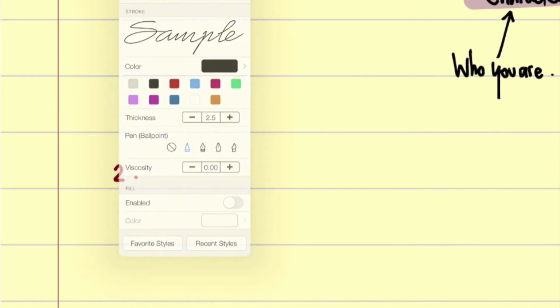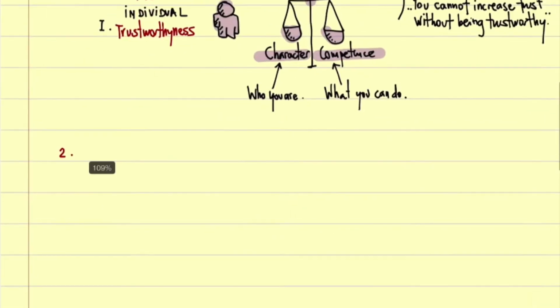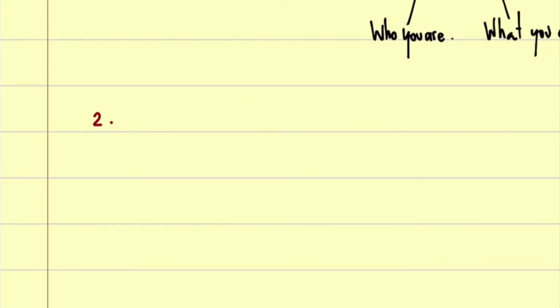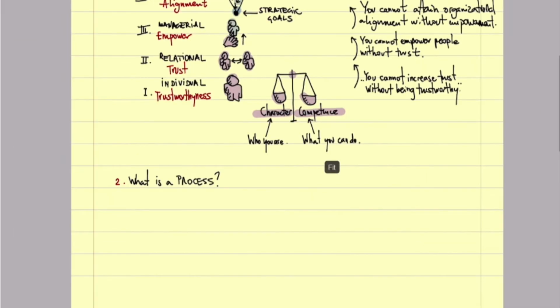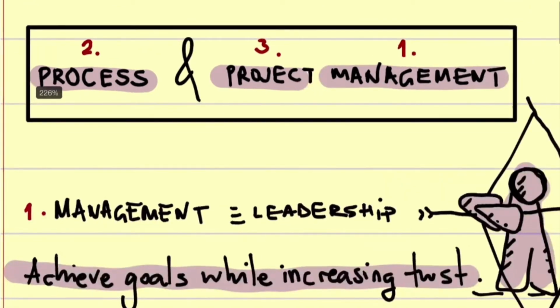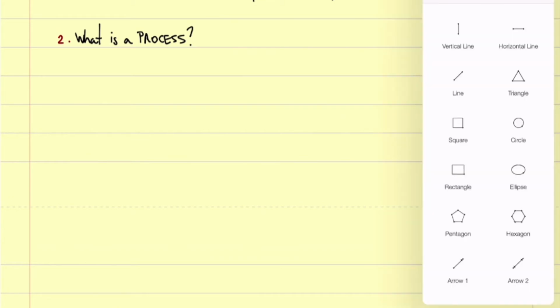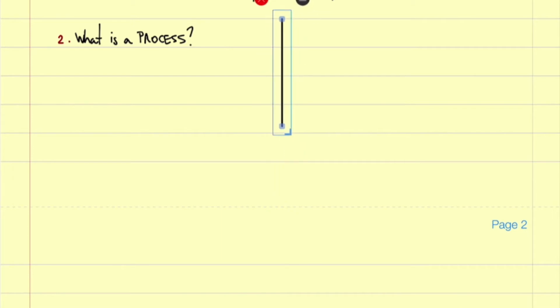So the next thing is we're going to look at what is a process and what is a project, okay? So what is a process? Remember the concepts we saw in the beginning. This is like our guide, process and project management. We talked about management and now we talk about process and define actually what is a process. Later on, we will define what is a project. Let me put a line here somewhere to get a little order in my thoughts.